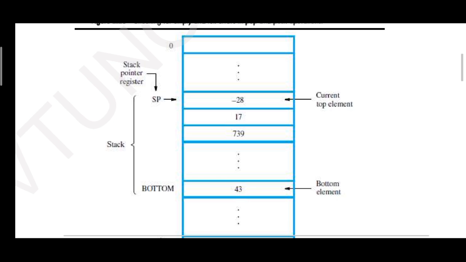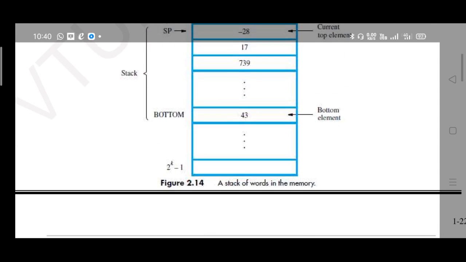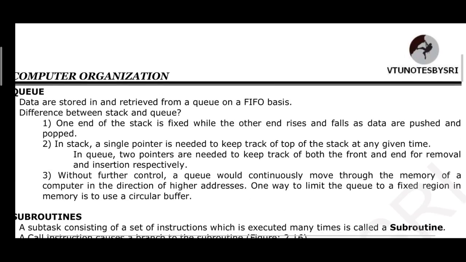If you want to delete an element, that is pop out an element, the topmost element will be popped out, that is minus 28. In that case, you copy this minus 28 to a new location and just change the position of SP to the next word. Next word means you have to perform addition. That's it. Okay.